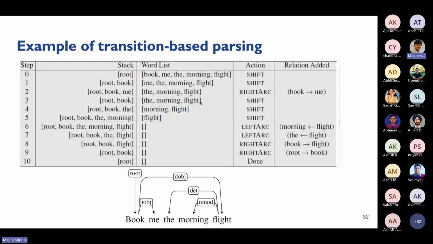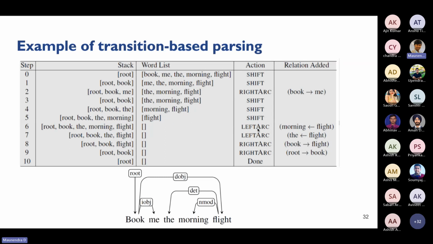Again, we ask the oracle what we should do. It says shift, so the word the goes to the stack. We have morning flight. Oracle says shift. We shift morning. Then only flight is here. Oracle says shift. We shift it here. Now the word list is empty, but the stack is not empty. The final goal state will have only the root in the stack, so we have not reached the goal state. So we continue processing.